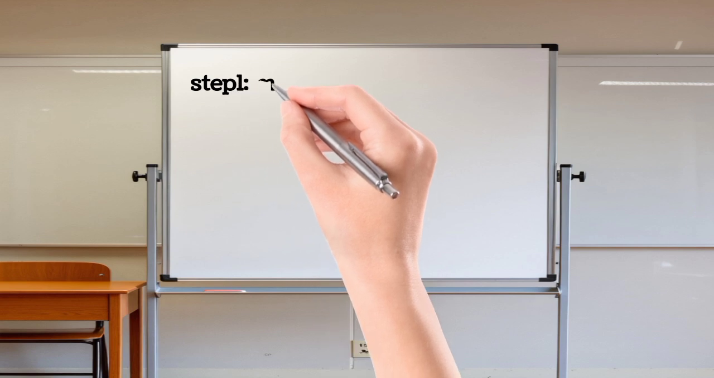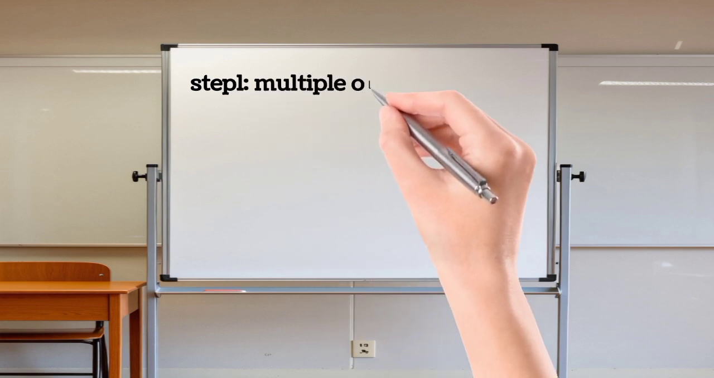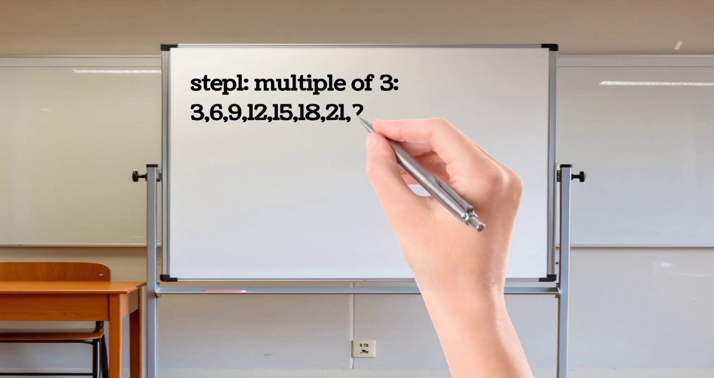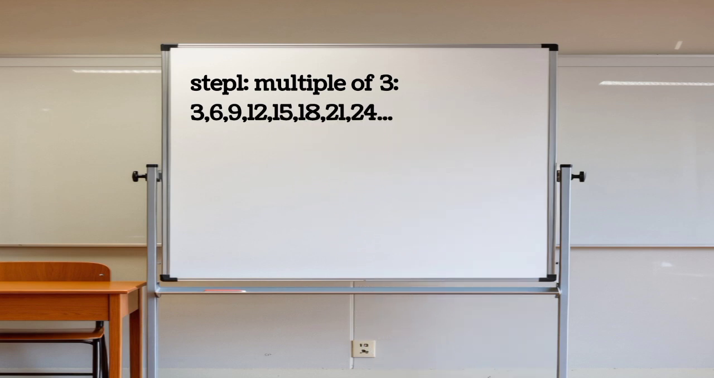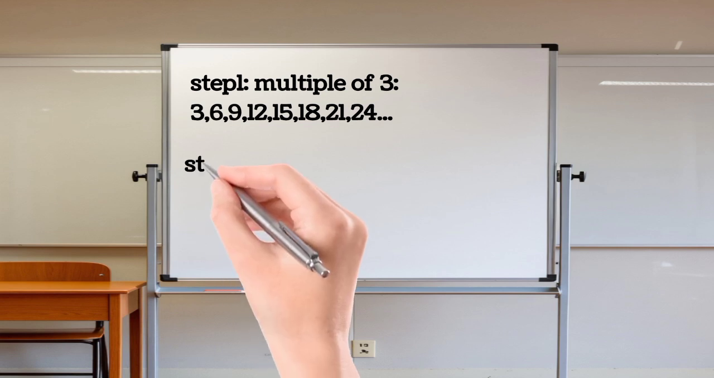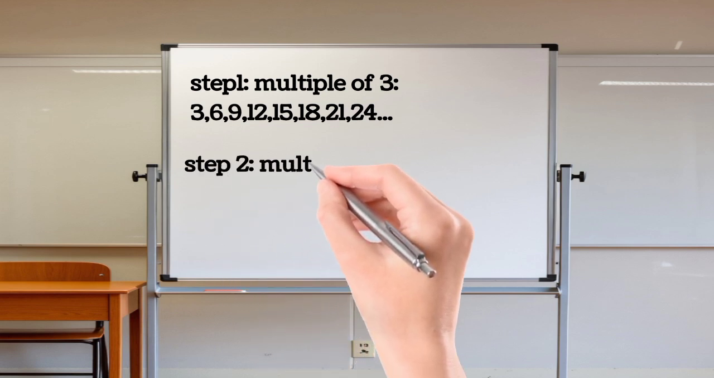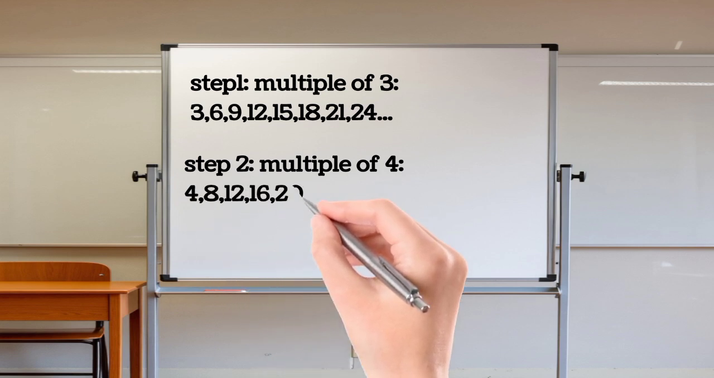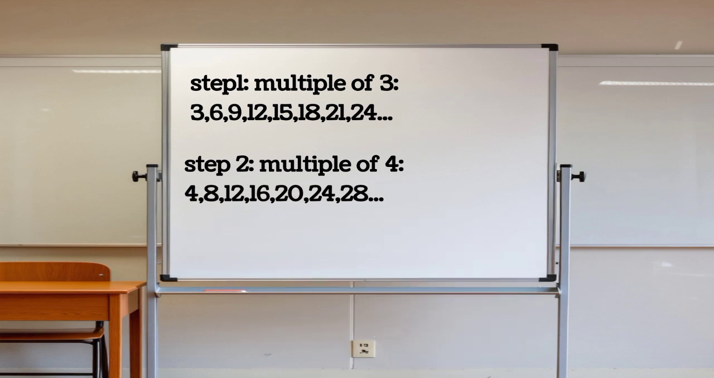Alright, so let's take number 1. The very first step is to find the multiples of 3. So you can name them. We have 3, 6, 9, 12, 15, and so on. You can continue even 18, 21, 24, 27, 30. Alright, so let's take it to the next step, which is finding the multiples of 4. What do we have? We have 4, 8, 12, 16, 20, 24, and so on.